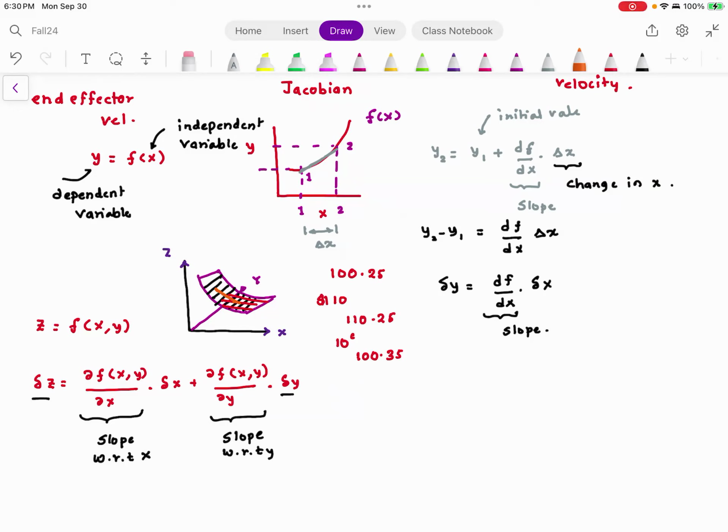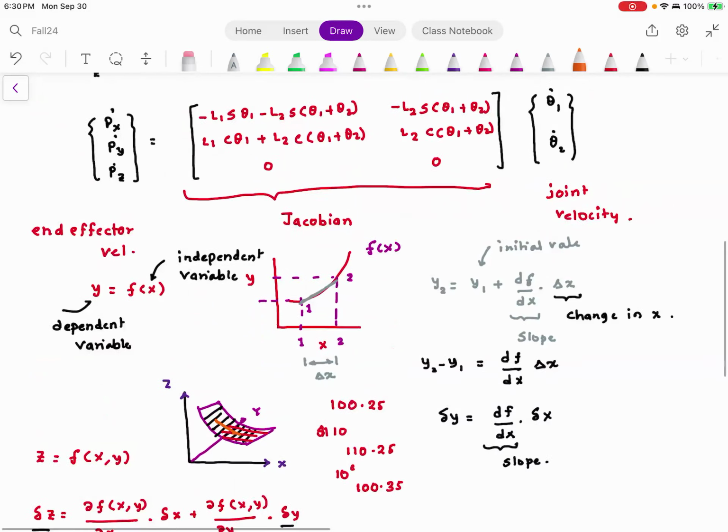And then find the slope in the direction of y multiplied by the change in y. That is your linear approximation in y. That will get you to the final point. Everyone understood this? So if you look at that example, the slope with respect to x is 100 and the slope with respect to y is actually 1 for the dollars and cents example.